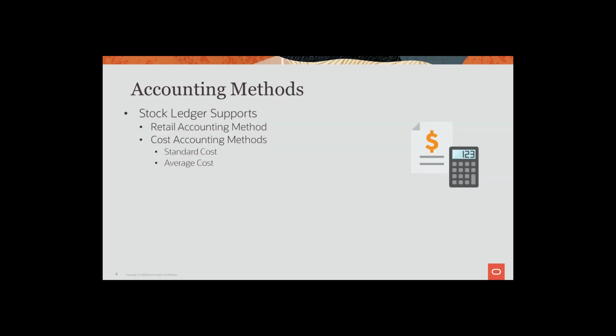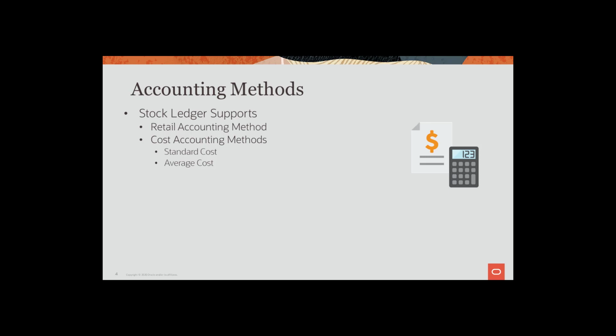The merchandising stock ledger supports both retail and cost accounting methods within the system. In fact, it allows both retail and cost accounting to be practiced simultaneously, as the determination of the method used is made at the department level. Most retailers, however, practice one method, either cost or retail, across all of their departments.